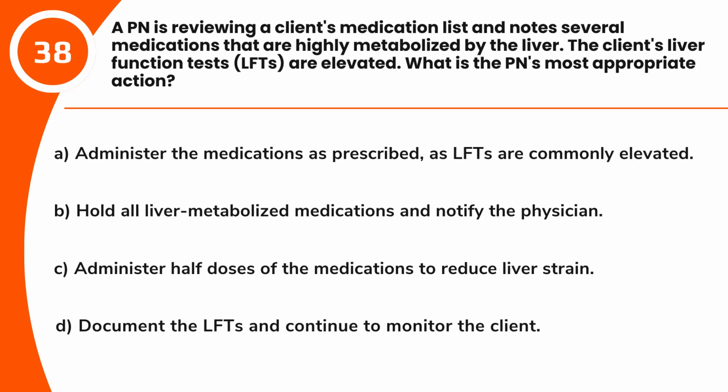Question 38. A PN is reviewing a client's medication list and notes several medications that are highly metabolized by the liver. The client's liver function tests, LFTs, are elevated. What is the PN's most appropriate action? A. Administer the medications as prescribed, as LFTs are commonly elevated. B. Hold all liver metabolized medications and notify the physician. C. Administer half doses of the medications to reduce liver strain. D. Document the LFTs and continue to monitor the client.